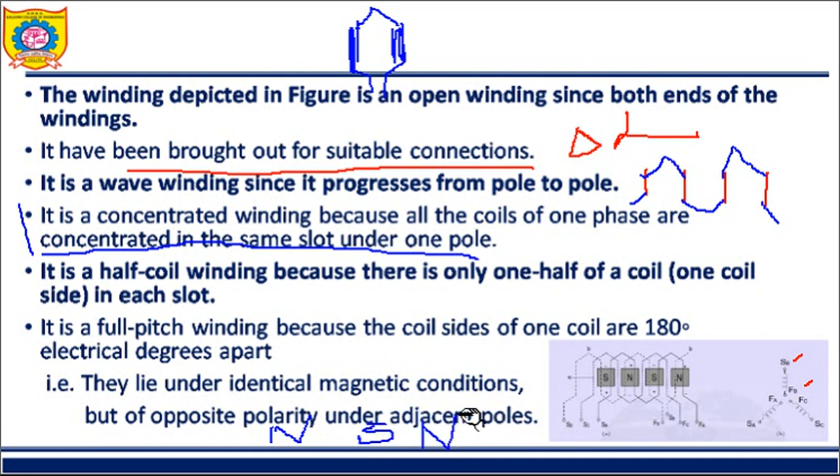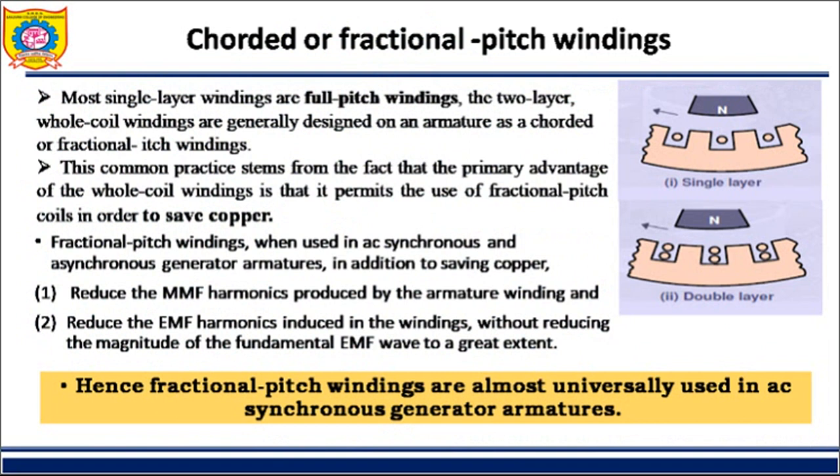Again, then there is an N pole, and again there should be an S pole. Is it clear? Then we are going to see chorded or fractional pitch winding.